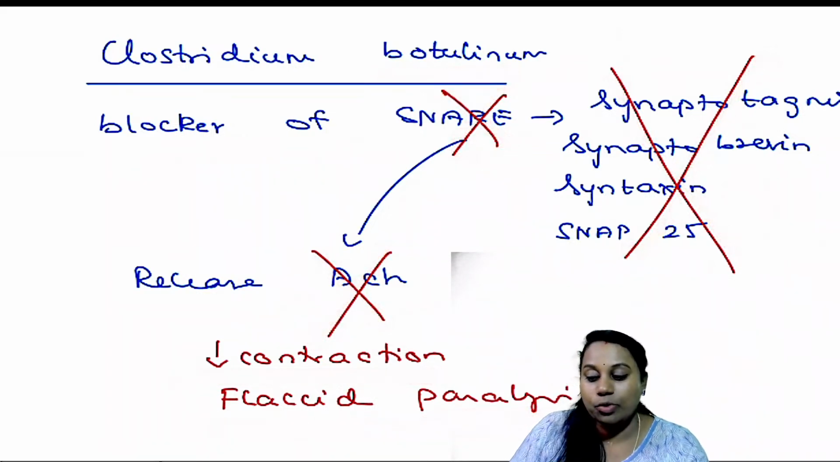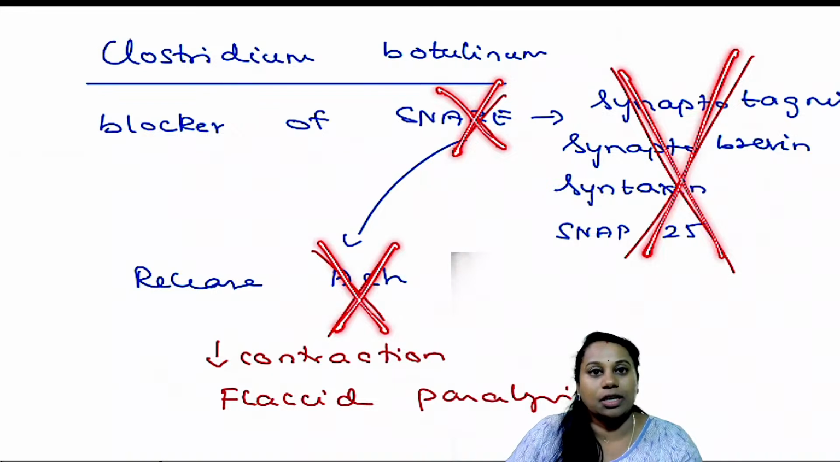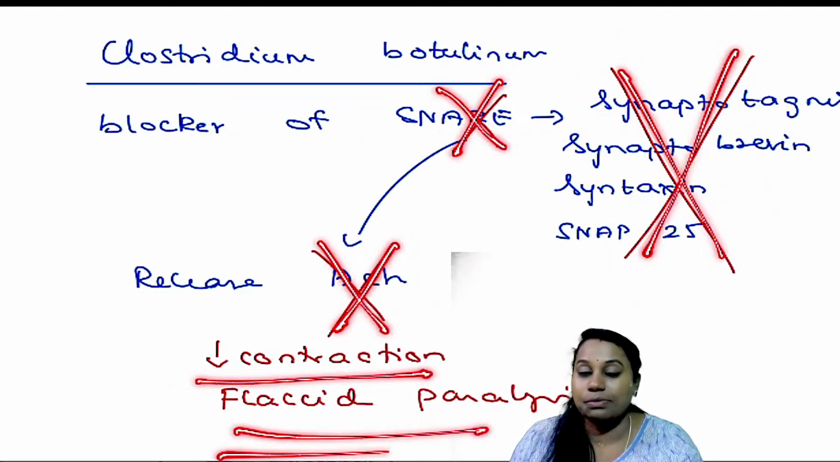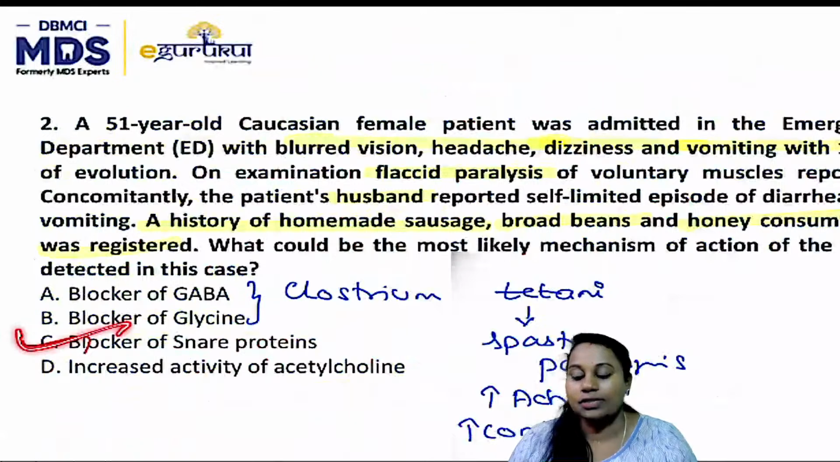So, Clostridium botulinum is a blocker of SNARE protein. If you block SNARE protein, you are blocking acetylcholine. If you block acetylcholine, contraction decreases. When contraction decreases, muscles will go for flaccid paralysis. So, the answer is blocker of SNARE protein.